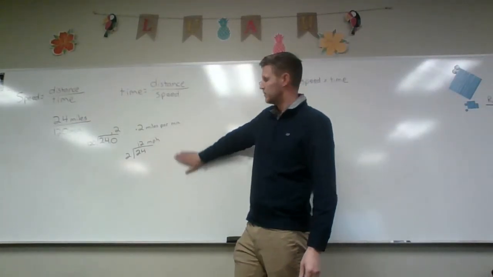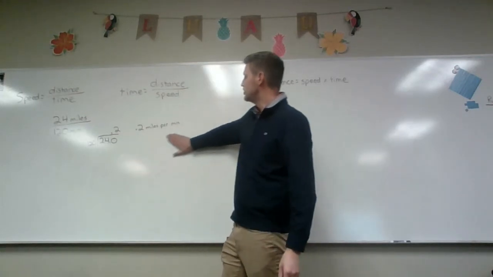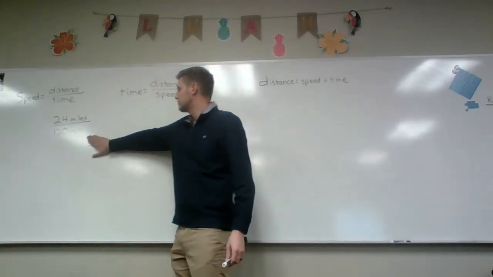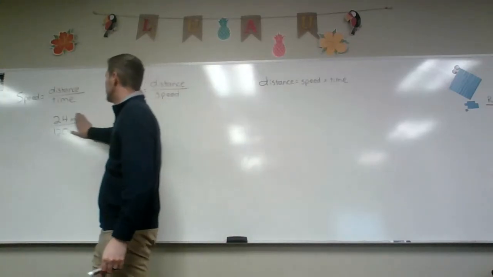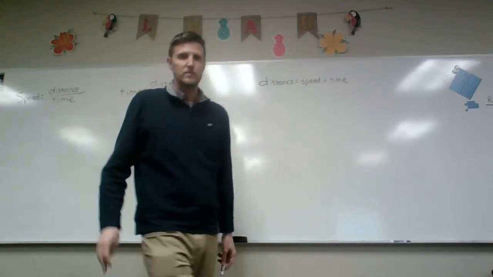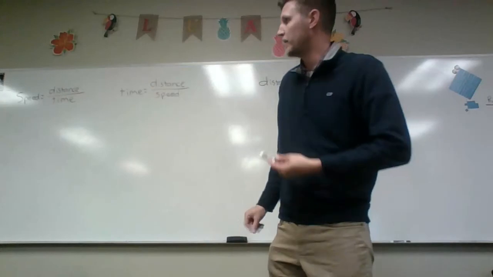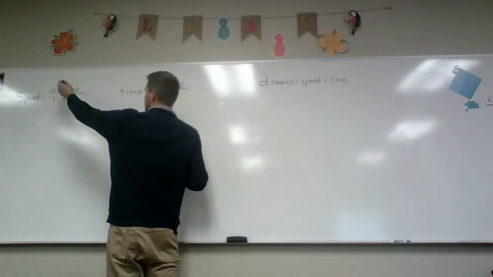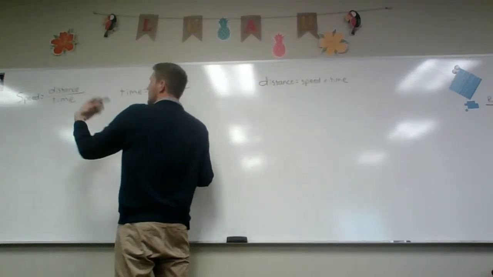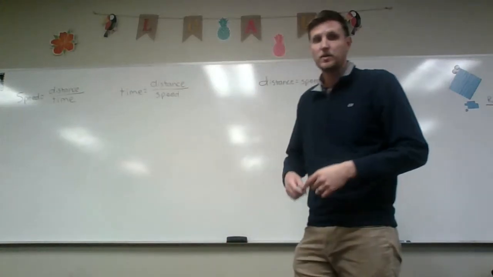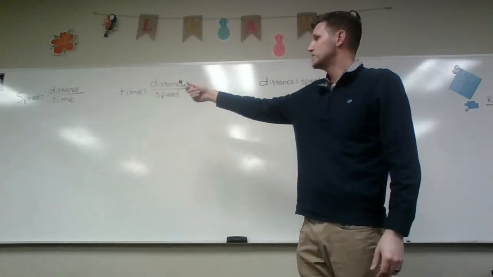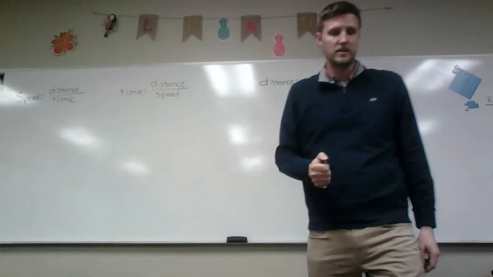This was just an example problem, but you will be finding the unit rate per whatever the problem is asking for. So if your problem is asking for miles per hour, you're going to find the miles per hour by doing your distance divided by time. If it's asking for kilometers per hour, you can still do it by doing speed equals distance divided by time.